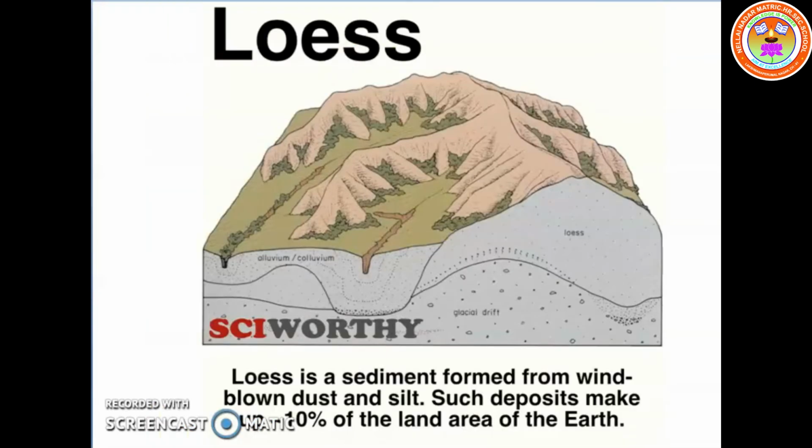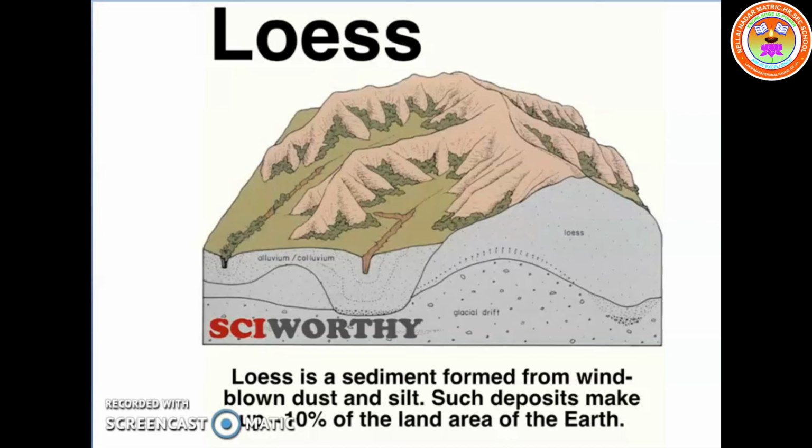Next one, the loess. The term loess refers to the deposit of fine silt and porous sand over a vast region. Extensive loess deposits are found in northern and western China, the pampas of Argentina, Ukraine, and the Mississippi Valley of the United States. The thickest known deposit of loess is 335 meters, found in the Loess Plateau in China.